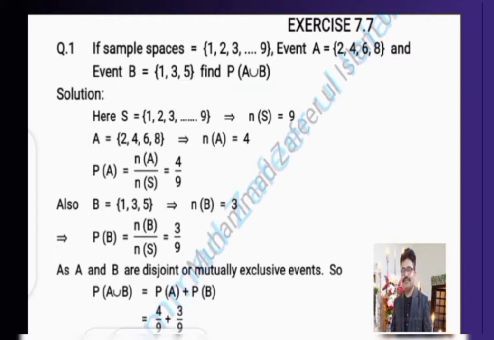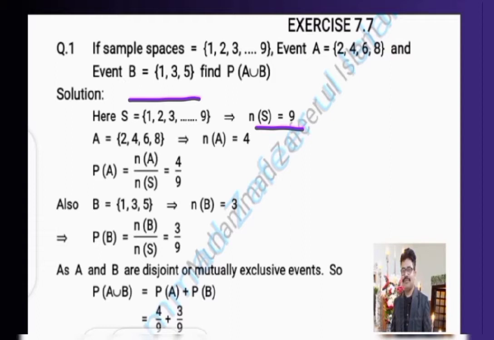First of all, we have to rewrite the question, that is the sample space has values 1, 2, 3 up to 9. As there are 9 values, we must be aware of the symbols of mathematics. If there is a bracket after a letter in mathematics, we will read it as "of", that is n of S. Here is an example: n of S is equal to 9, as there are 9 values in the sample space.